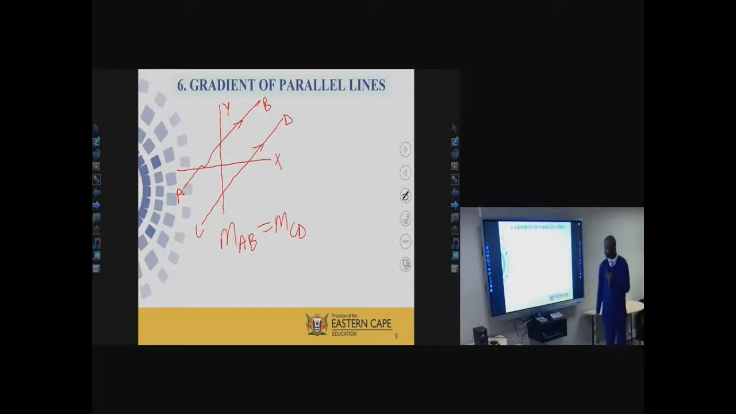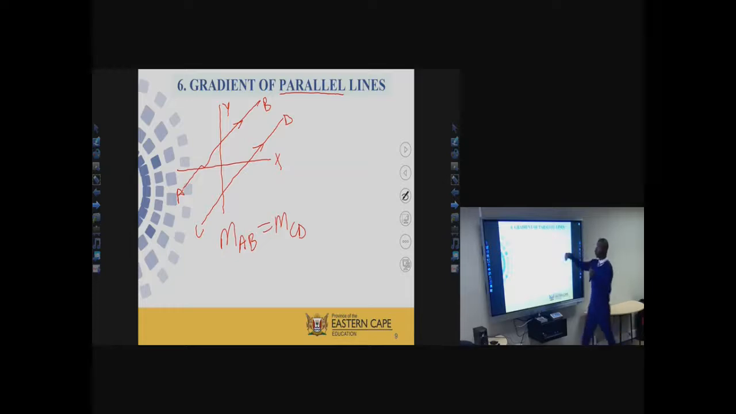As you can see, the way those lines are, they are slanting the same way, which means the gradients of parallel lines are the same, meaning the gradient of AB is the same as the gradient of CD. So the most important thing is that once you are told that lines are parallel, you must know that it tells you something about the gradients of those lines, that the gradients are the same.